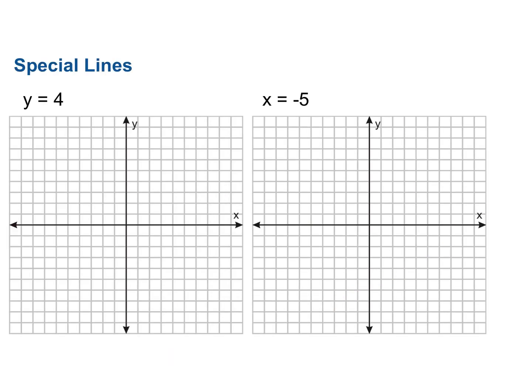You're going to encounter some special lines, y equals 4. This has no x, so that means that the coefficient is 0. So this crosses the y-axis at 4, and it would be a horizontal line. You've probably heard me say in class, HOY, which remember stands for horizontal lines have a 0 slope and they're in the form of y equals.